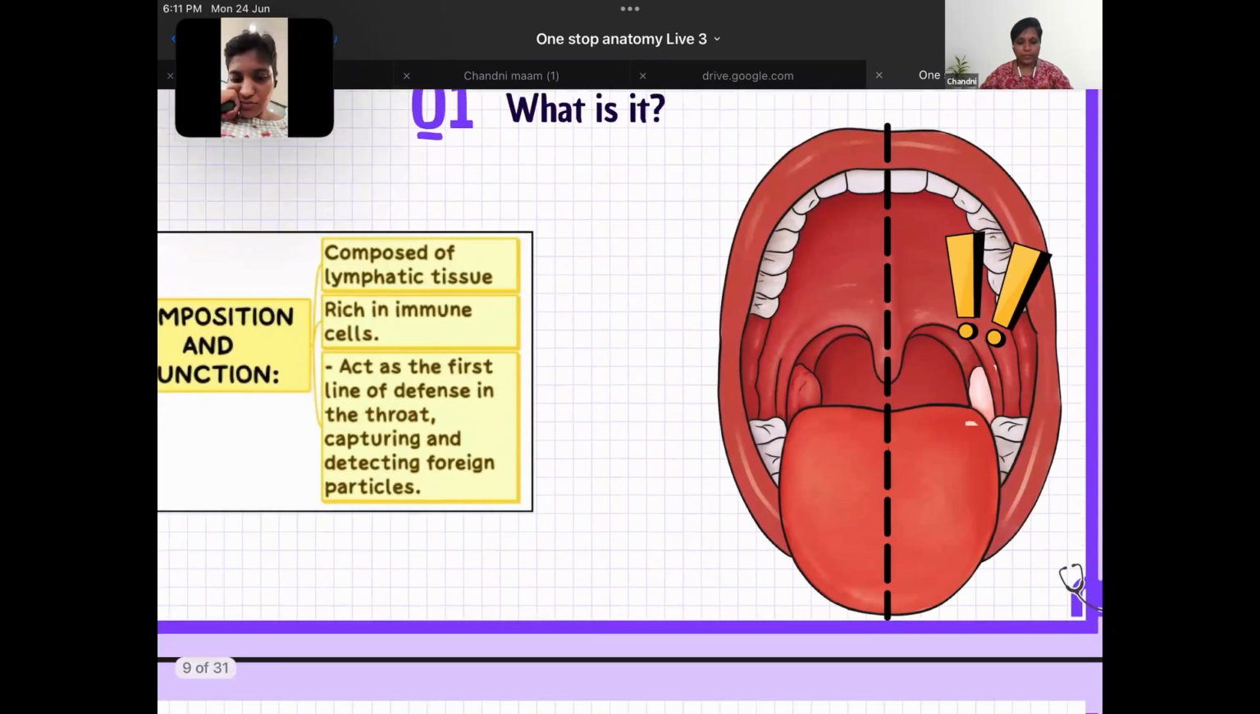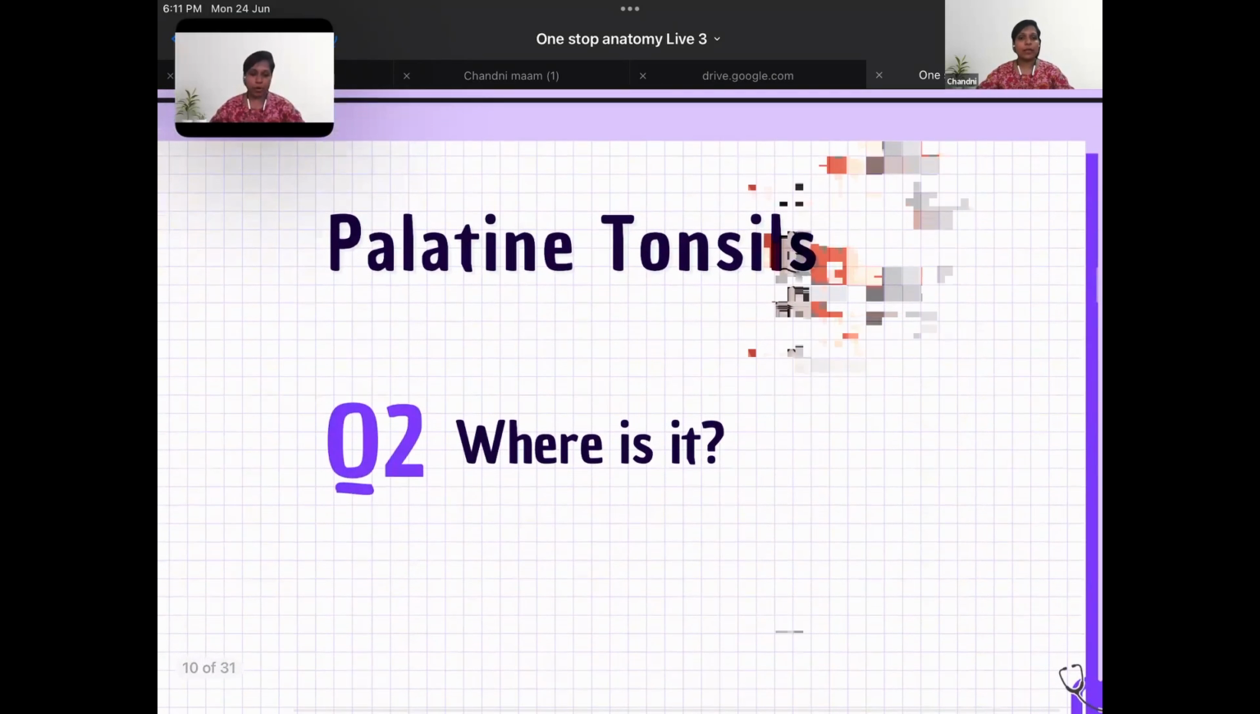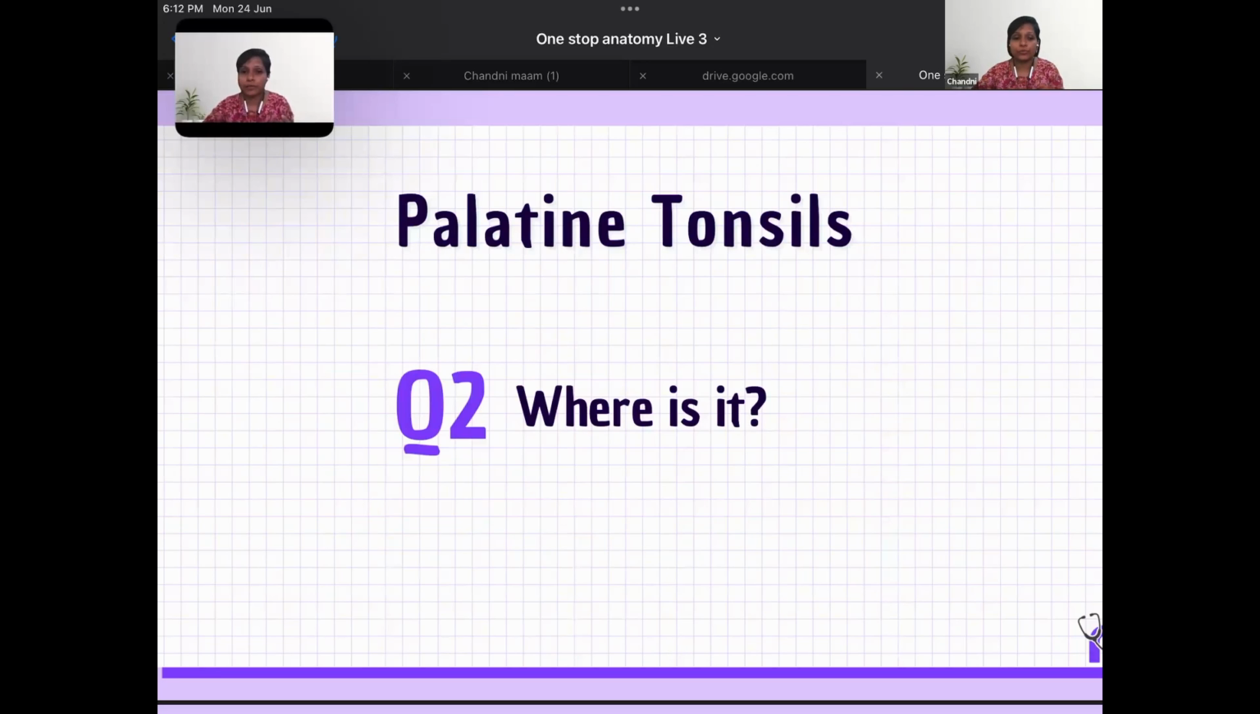Right, so this is the what. Now we'll talk about the where. Now we know that the palatine tonsils are in the oropharynx. How many palatine tonsils do you think there are? Two, correct. So it's a paired structure.